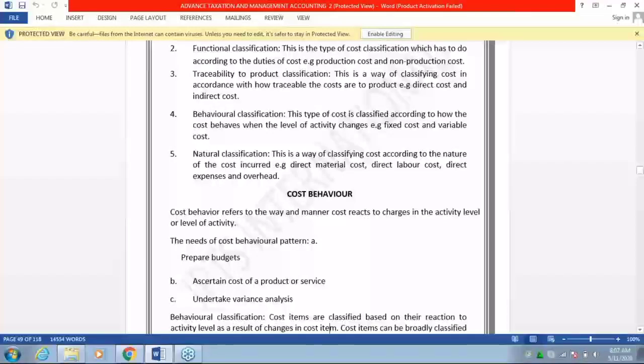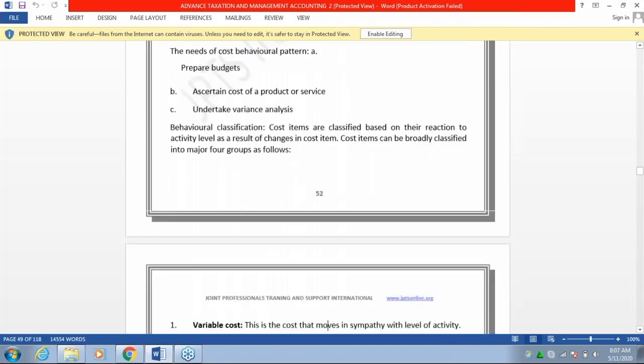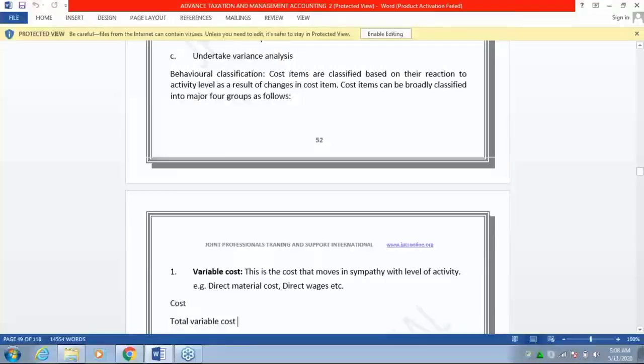Now, cost behavior. Cost behavior refers to the way and manner the cost reacts to changes in the activity level. The needs of the cost behavioral pattern: you need to prepare the budget, then ascertain the cost of the product or services, then you need to undertake the variance analysis. That is the difference between the profit and the loss. So that is on that.